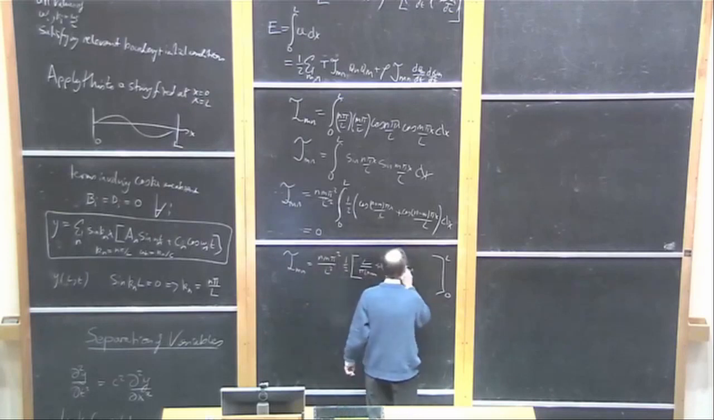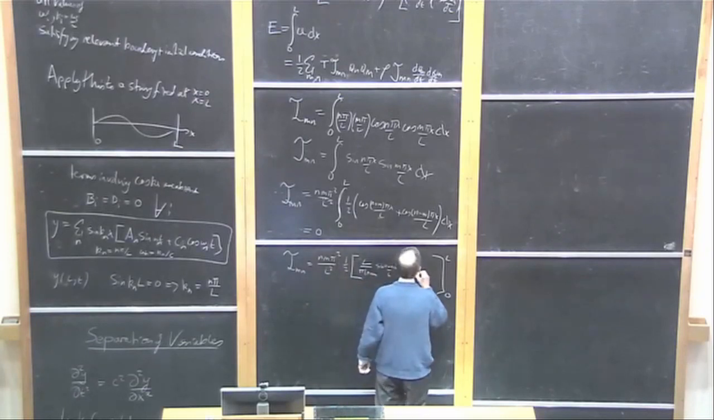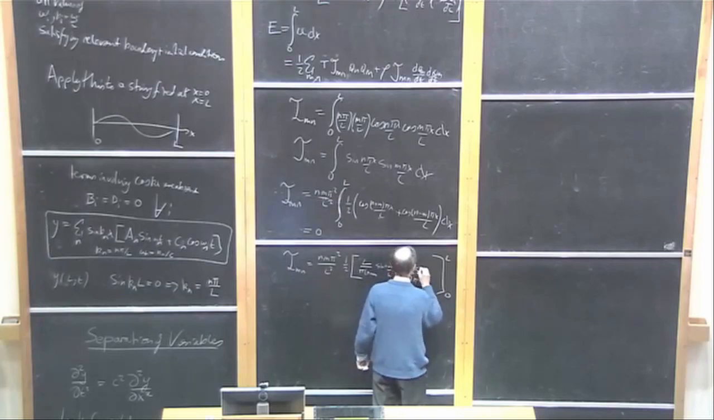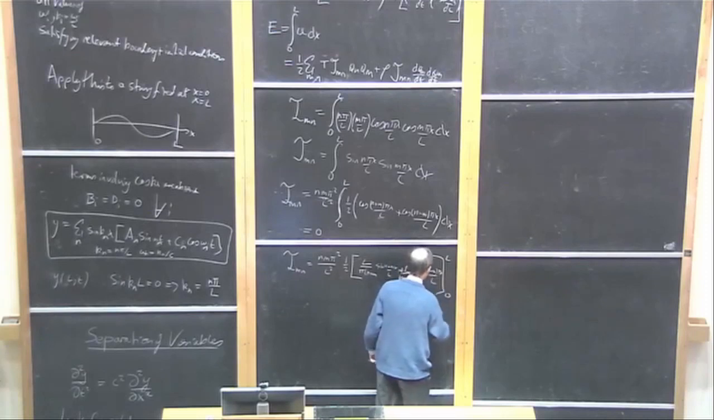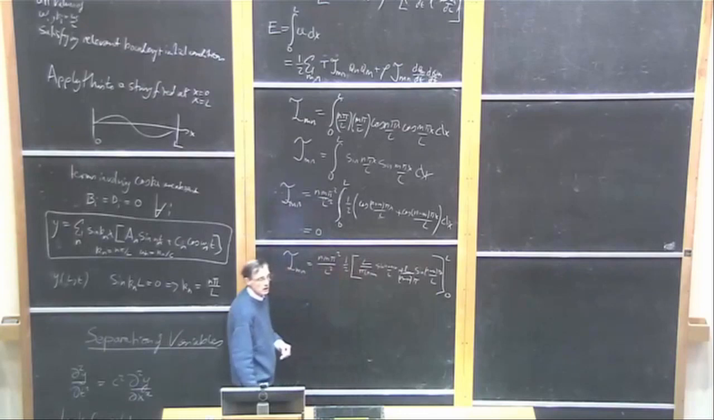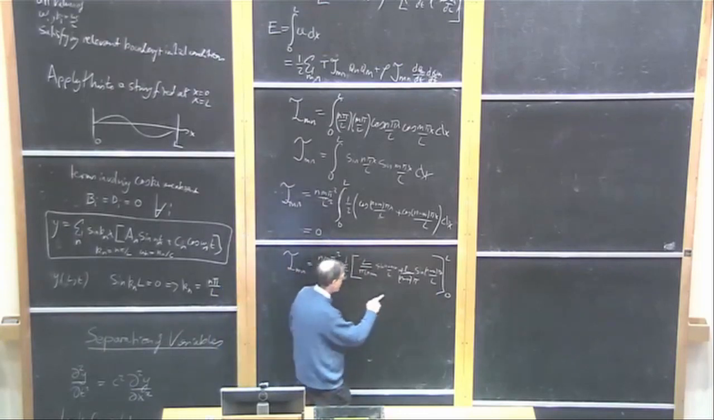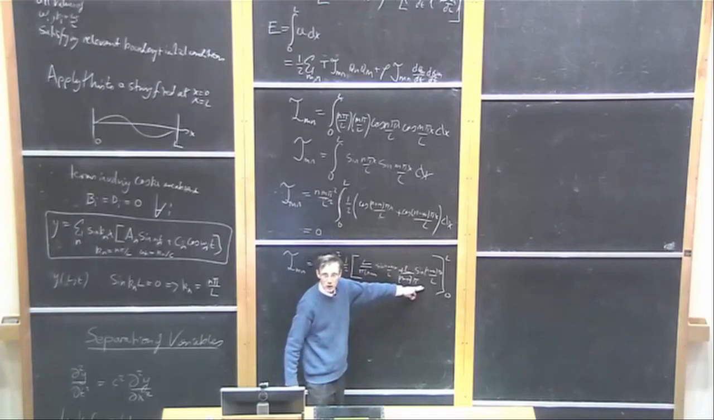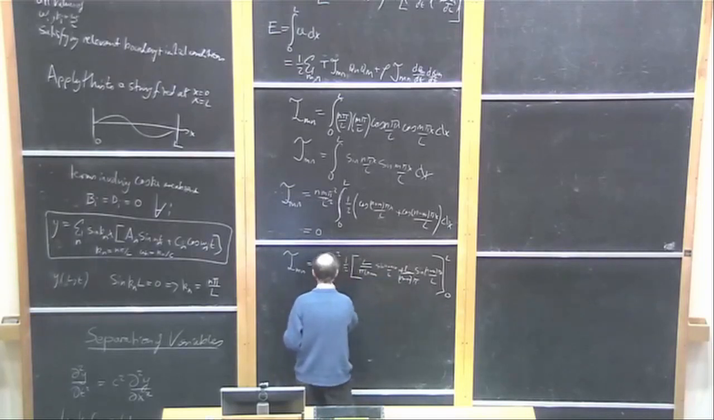That's wrong. No, this is cos. So here there'll be a factor of L over (n minus m) pi sine (n minus m) pi x over L. And when you put in the limits at 0 and L, these sines vanish at both limits, except that you can't do this when n equals m. So this way of doing it is only valid for n not equal to m.